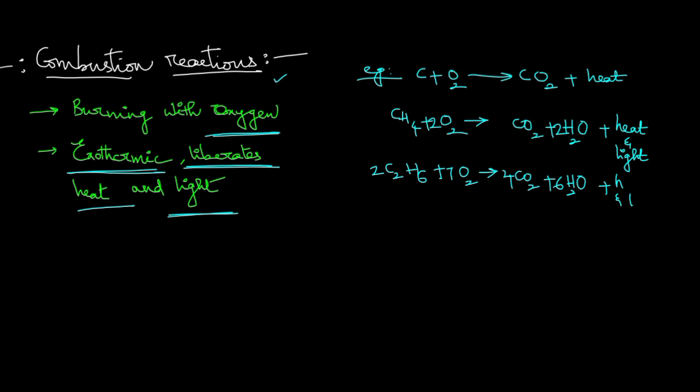So this is the balanced equation. C2H5OH plus oxygen gives again carbon dioxide plus water plus energy, that is heat and light. Combustion should be done in excess of air.